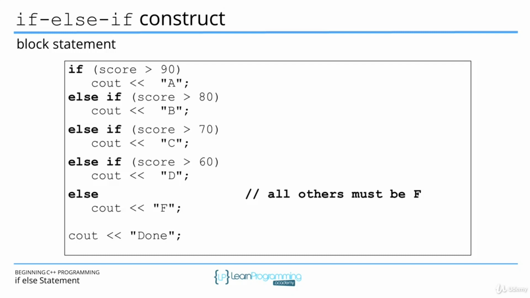This is a very common pattern that's often seen in programming. It's efficient since no extra checks will be performed once we know which condition is true. We could obviously change the logic and start with score less than 60 and work our way up to an A. Let's head over to the IDE and see some examples in live code.